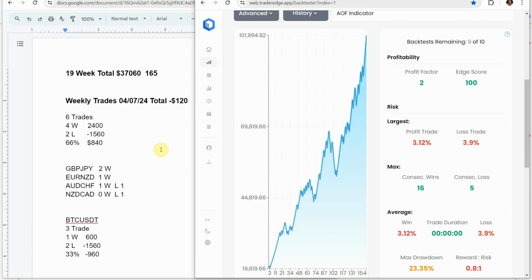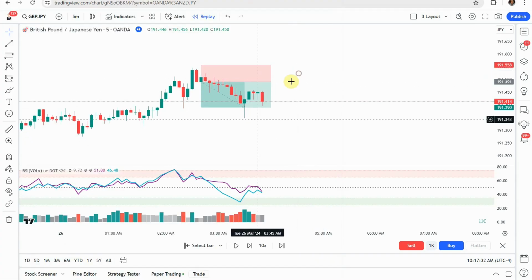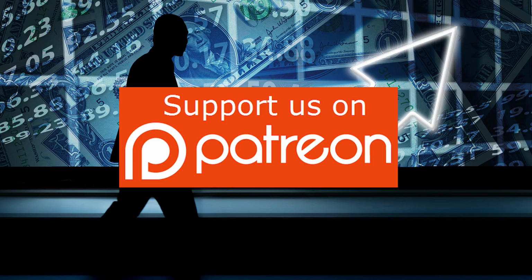At the 19-week total, though, we would have been up $37,060 over 165 trades. You see more stats on the strategy here and the growth of the account there. So really good stuff from the Academy of Forex indicator. Alright, so that's it for the strategy here. This one is going to go on the no list, and we will move on to the next video from here.